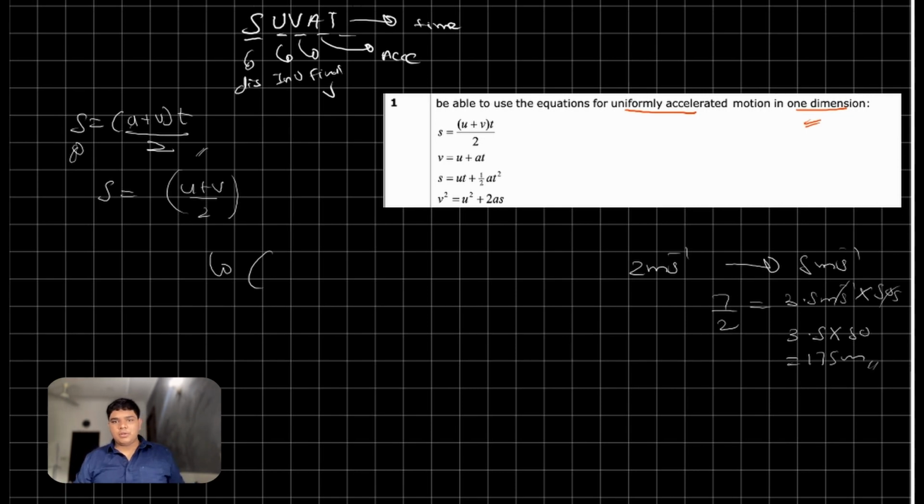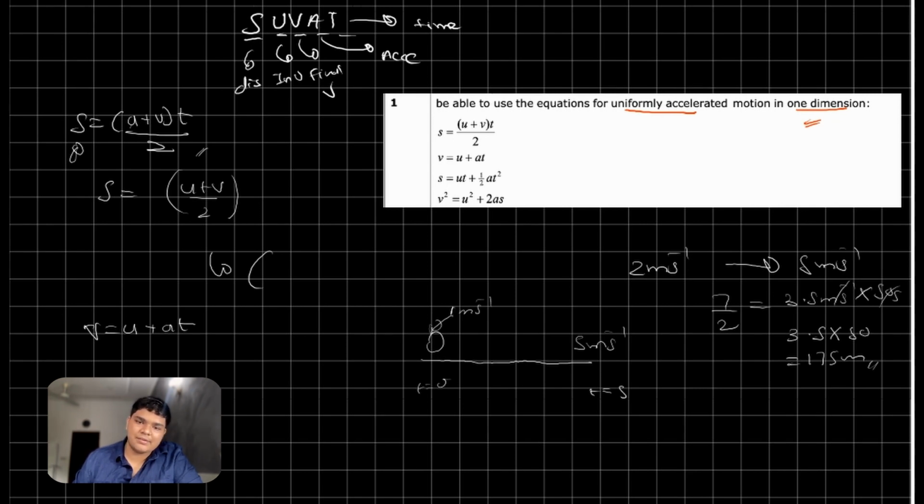Let's look at another equation. V is equal to U plus AT. V is the final velocity, U is the initial velocity, A is acceleration, T is time. Let's say an object in a straight line with uniform acceleration moves from t equals 0 to t equals 5, and it has a final velocity of 5 m s^-1 by the time it reaches the end. We know the initial velocity is 1 m s^-1. We know the initial velocity, we know the final velocity, we know the time, but we don't know the acceleration.